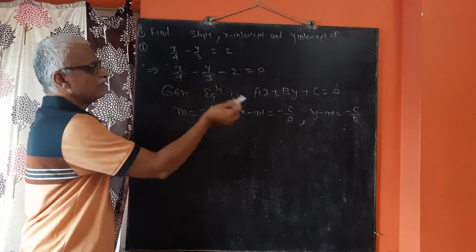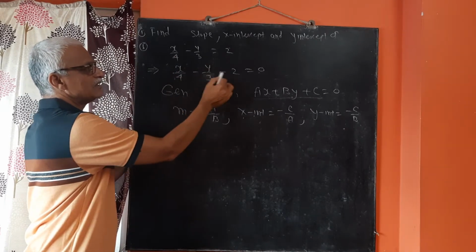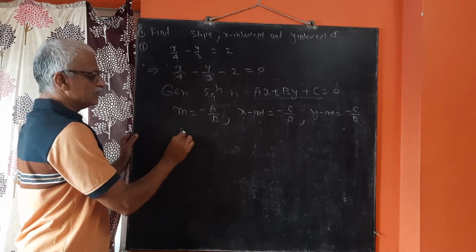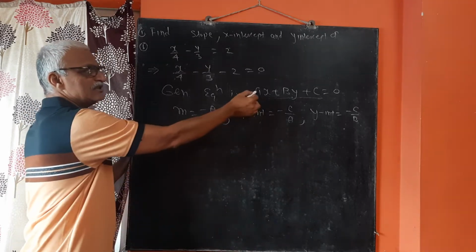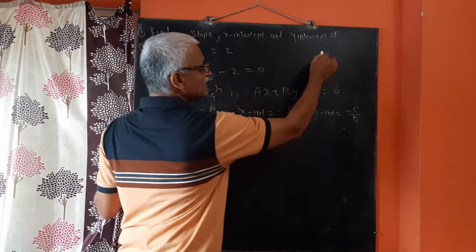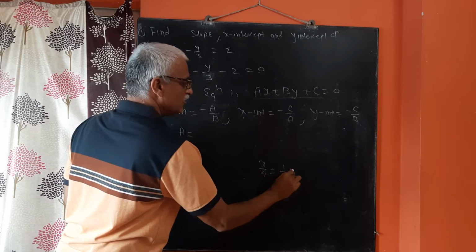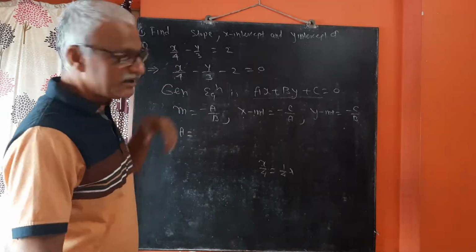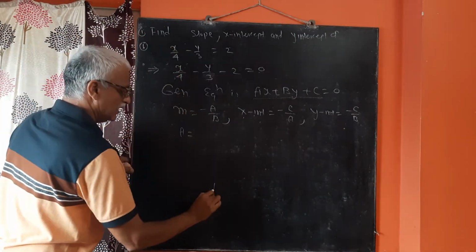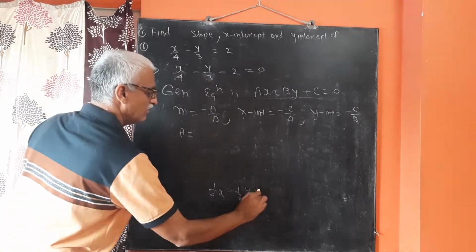Now if we compare ax plus by plus c with x by 4 minus y by 3 minus 2 equals to 0, then a is equals to, a means coefficient of x. What is coefficient of x here? Here, x by 4 can be written as 1 by 4 into x, or that complete equation can be written as 1 by 4 into x minus 1 by 3 into y minus 2 equals to 0.